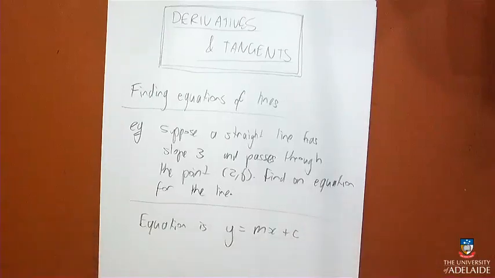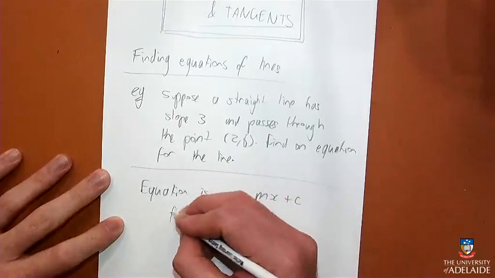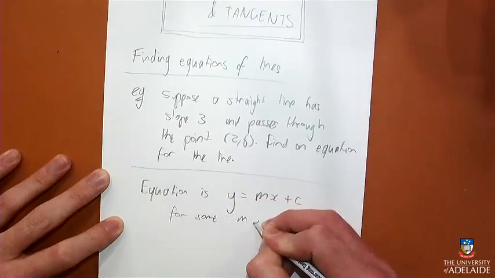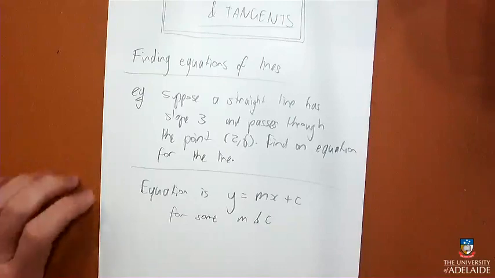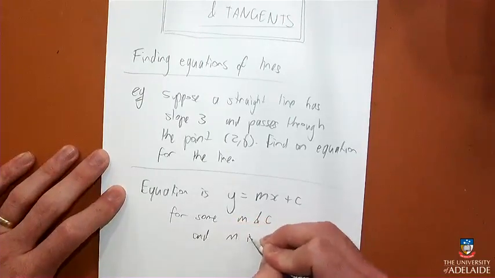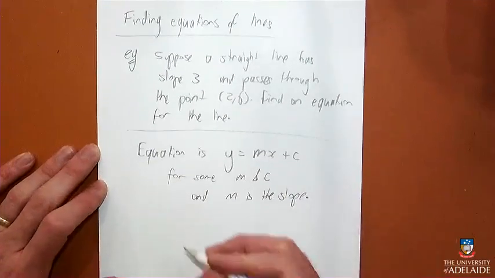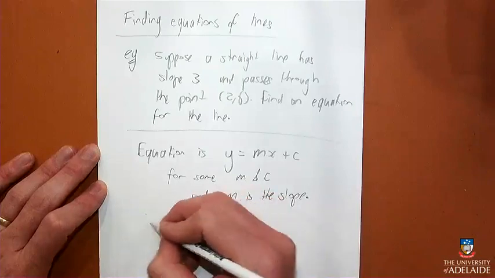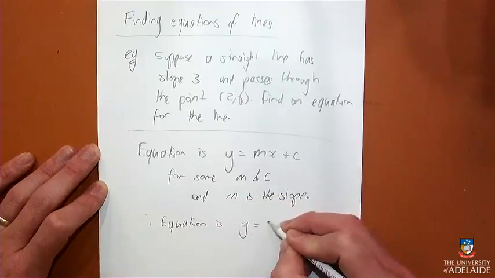Most people call it mx plus c. You could do ax plus b. It doesn't really matter what letters you use. And importantly, not everyone uses the same letters for this, so you need to tell the person reading it what these things stand for. So the equation is that for some m and c, and also where m actually turns out to be the slope. And so therefore we can say that the equation is y equals 3x plus c.